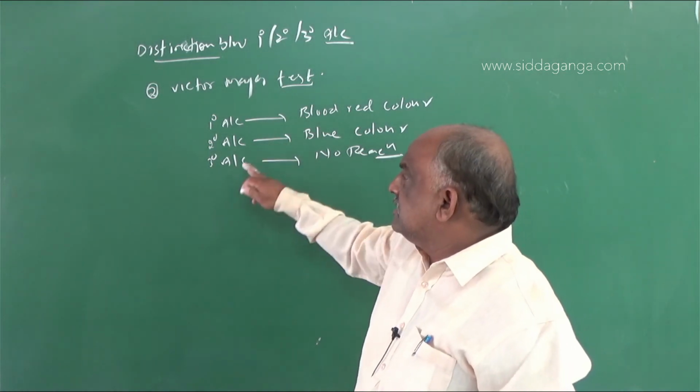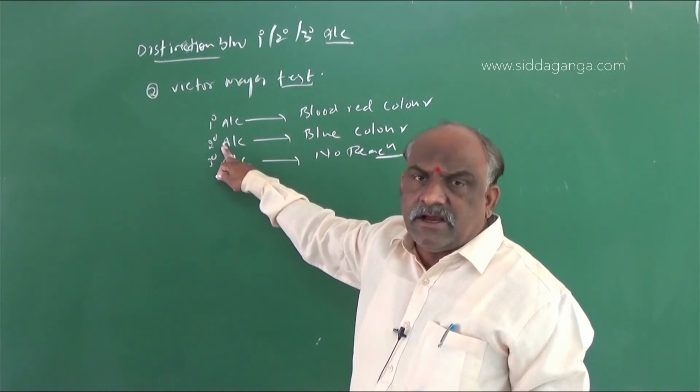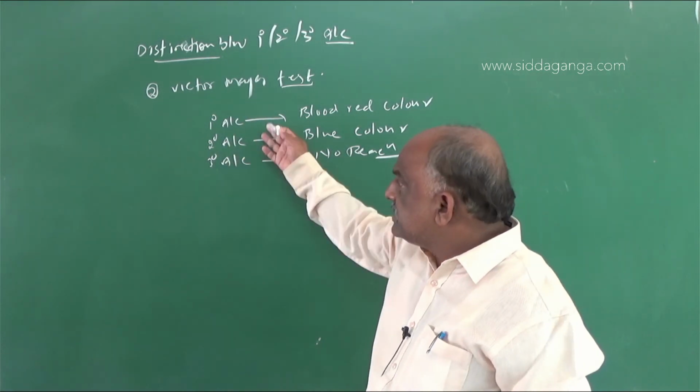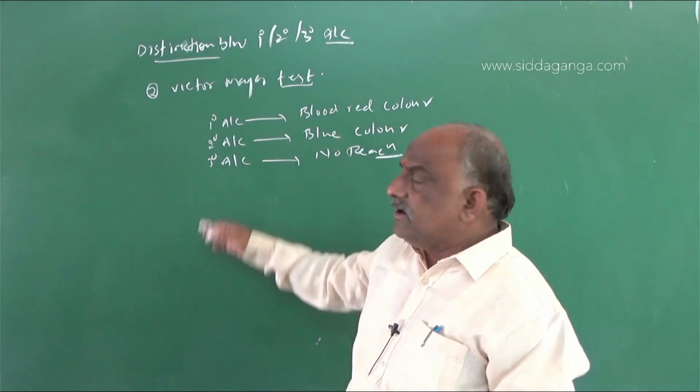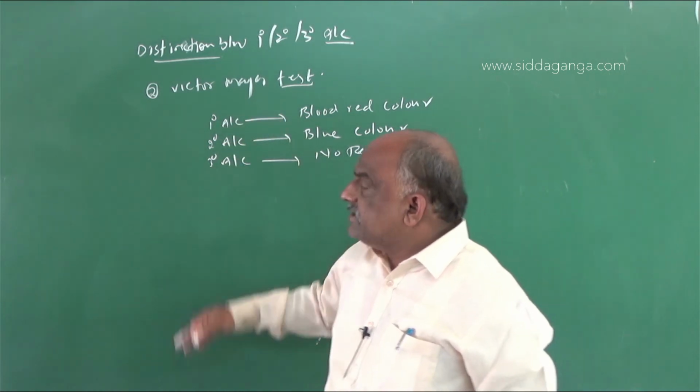The reverse is Lucas: tertiary alcohol spontaneous reactivity, secondary alcohols after 5 minutes, primary alcohols no reaction with Lucas reagent. So we find the reverse order for Lucas. Primary, secondary, tertiary: this order we find with the Victor-Meyer test.